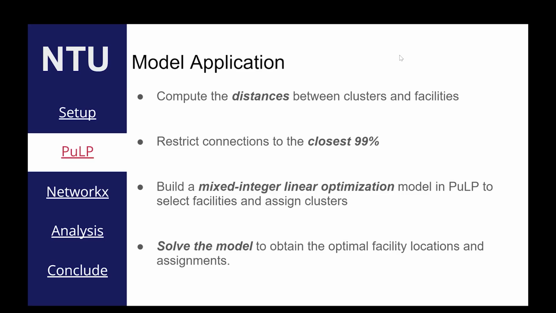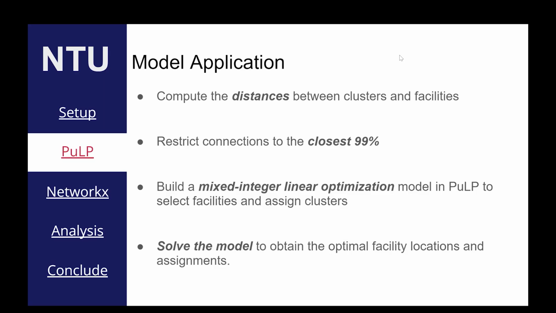Hello everyone. In this part, I will introduce how we applied our model using PuLP. First, we started by computing the distances between clusters and facility candidates. This step allowed us to understand how far each cluster of customers was from potential facility locations. Next, to make the optimization more efficient, we restricted the feasible connections to the closest 99%. That means we only kept realistic and nearby connections, eliminating very long or impractical distances.